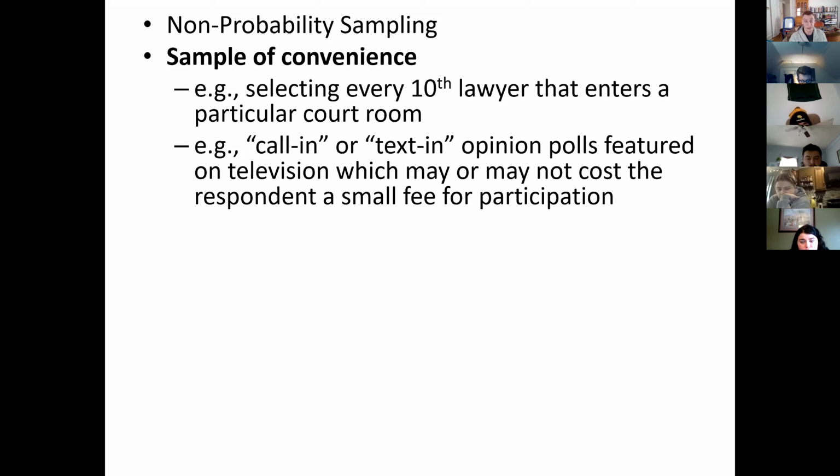These are called, for example, samples of convenience. And so a sample of convenience would be like selecting every 10th lawyer that enters a particular courtroom, just trying to make it seem kind of random, but it's just the lawyers that day or those few days entering into a courtroom, probably not really representative of lawyers generally, or maybe not even lawyers that practice in that area. So yeah, it's just a sample of convenience. You can get them, and that may be good enough for your study, but not exactly representative of lawyers.